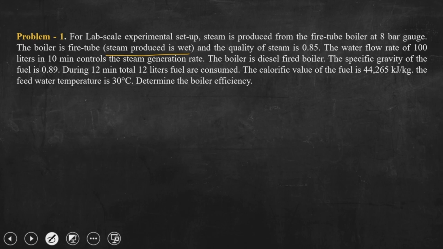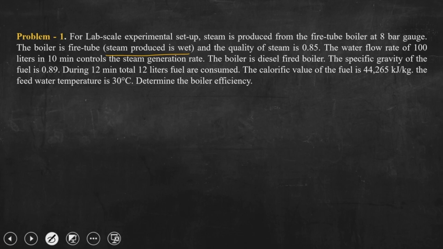This is basically what we have discussed in the context of fire tube boiler, because fire tube indicates that flue gas is passing through the tube while water is taken through the shell, and steam is also produced. While steam is getting produced, steam is in equilibrium with the water, and hence we are going to get wet steam, and the quality of steam is given 0.85. The water flow rate of 100 liters in 10 minutes controls the steam generation rate. So, that is the water flow rate through the boiler that is given.